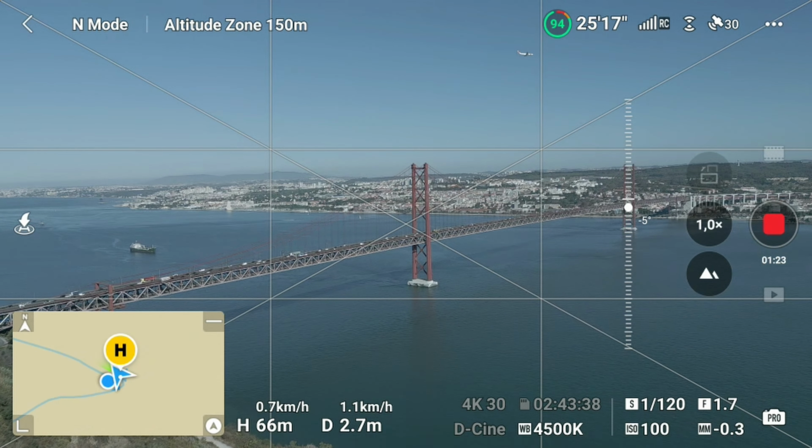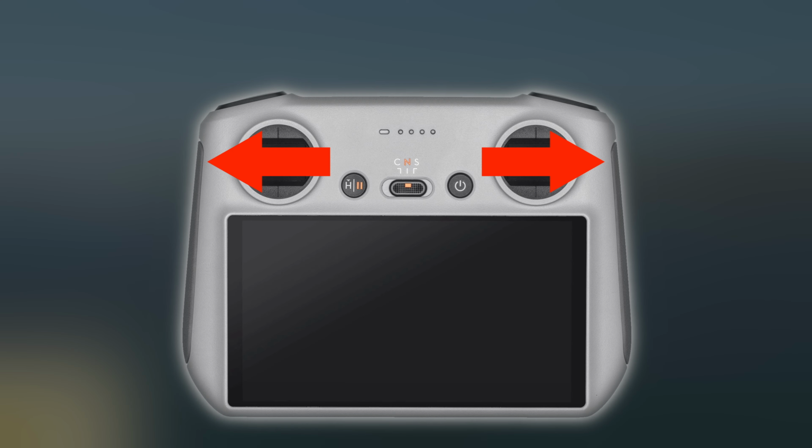Next, we are going to do an orbit around the bridge. For this, we are just going to move right and rotate left.